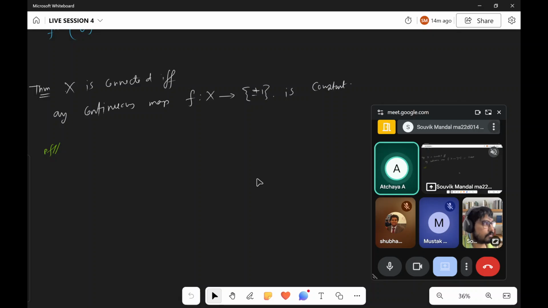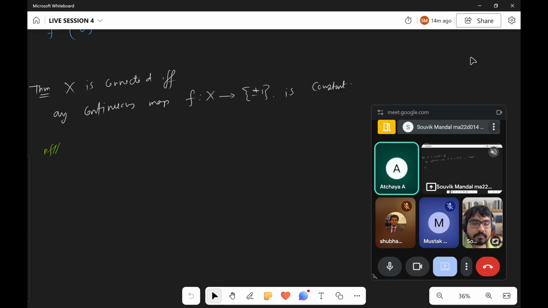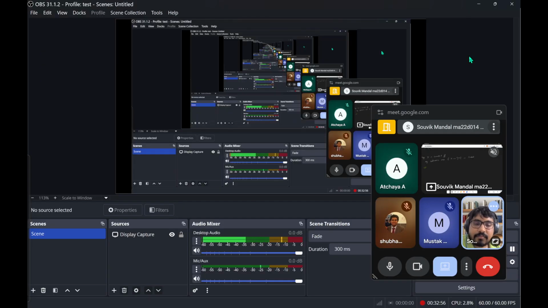Sir, in the forward proof, by considering X is connected, do I have to prove the function f is continuous or constant? Forward direction means you assume f is continuous, and then you have to show that f is constant. So assume f is continuous. Okay, sir.